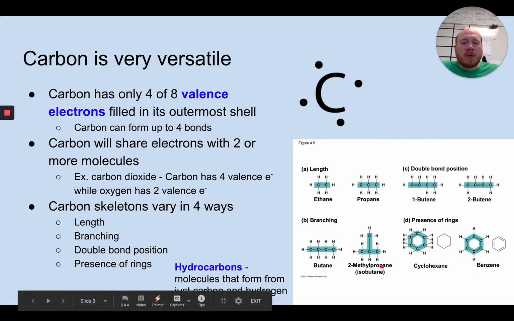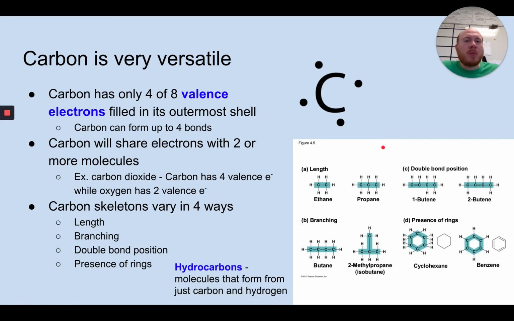Hydrocarbons are molecules that form from just carbon and hydrogen. Ethane and propane are hydrocarbons. They're only carbon and hydrogen. Methane's another example of that. These burn really well as part of their properties. But just understand that if you see a hydrocarbon, it's just carbon and hydrogen.